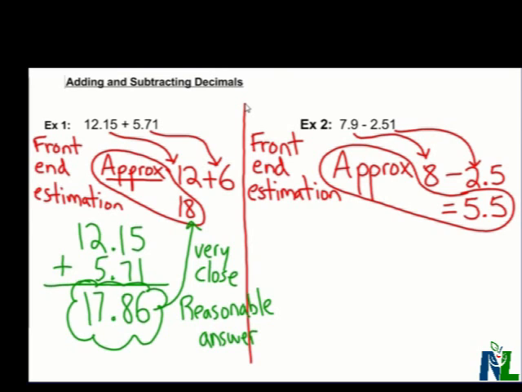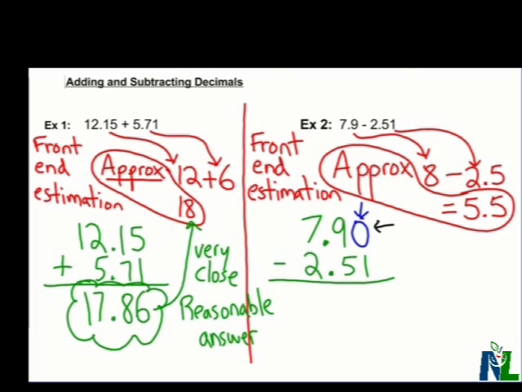So let's line up our decimal places. 7.9 subtract 2.51. Right away, you should realize that we have an empty spot right here, but we know there's a 0 there. So we'll start over here.